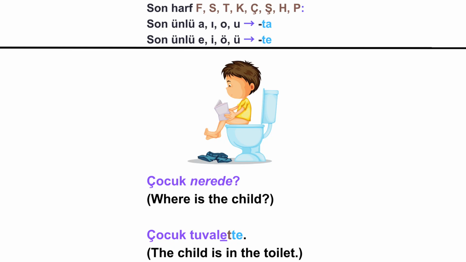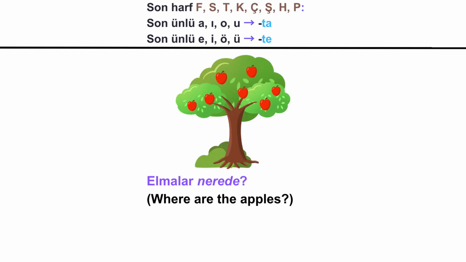Also at the top you can see the rule as well. We need T. Çocuk tuvalette. The child is in the toilet. Let's see another one. Elmalar nerede?